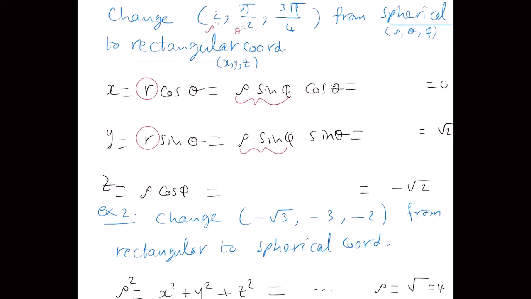Therefore, we get rho is 2, theta is pi over 2, phi is 3 pi over 4. So the rest is direct substitution. Rho is 2, sine 3 pi over 4, cosine pi over 2. Cosine pi over 2 is 0. This is the x coordinate. The y coordinate will be rho again, sine 3 pi over 4, sine pi over 2. Sine pi over 2 is 1. Sine 3 pi over 4 is the same as sine pi over 4.